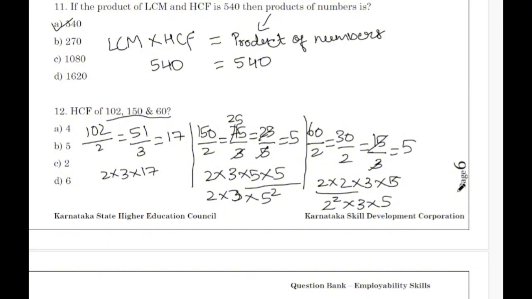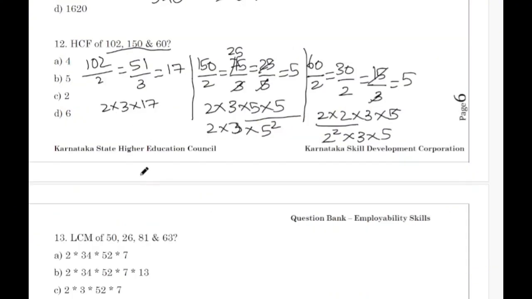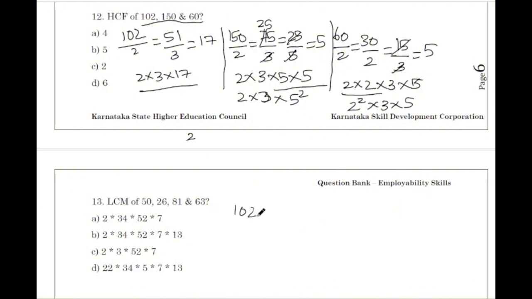So what we are supposed to do is find the HCF. That means we have to see what's common. What's the most common here? So that is for 102. In 102 we have 2 into 3 into 17. Okay, then for 150 we have 2 into 3 into 5.